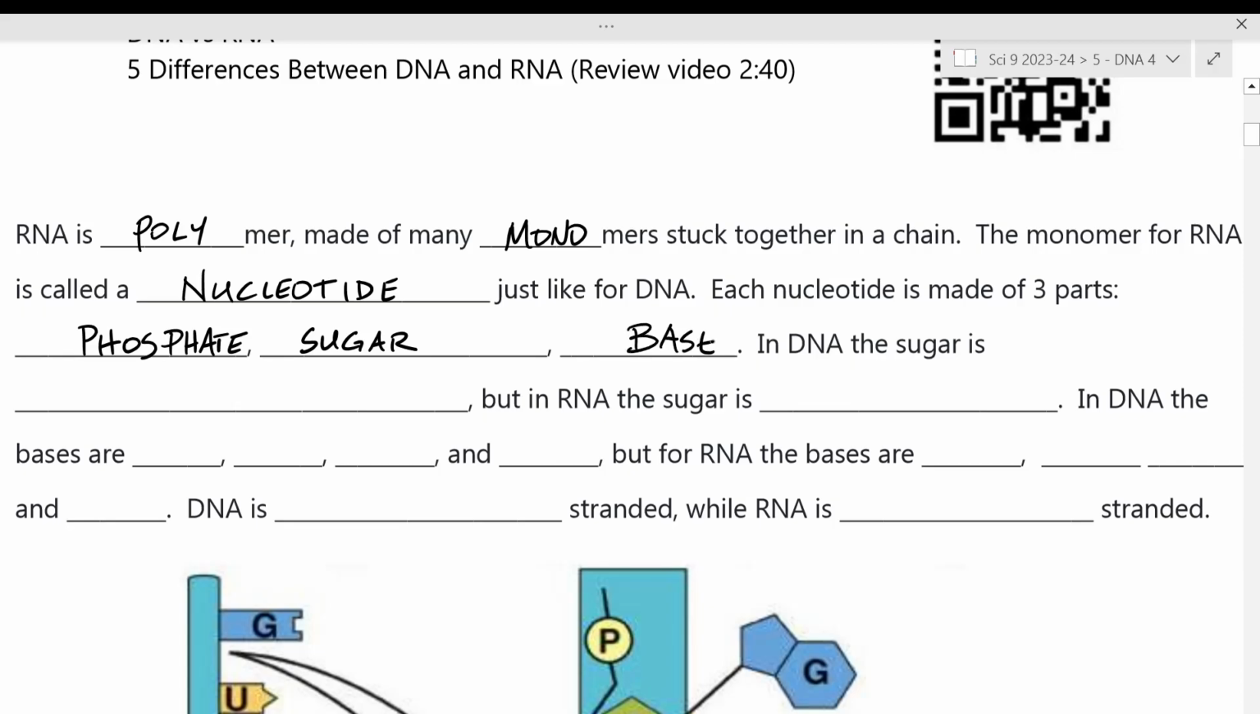If you want to call it a nitrogen base or a nitrogenous base, that's fine, but you can also just call it a base. In DNA, the sugar is D sugar. If you want to give it its full name, that is deoxyribose. But in RNA, the sugar is R sugar, which is ribose.